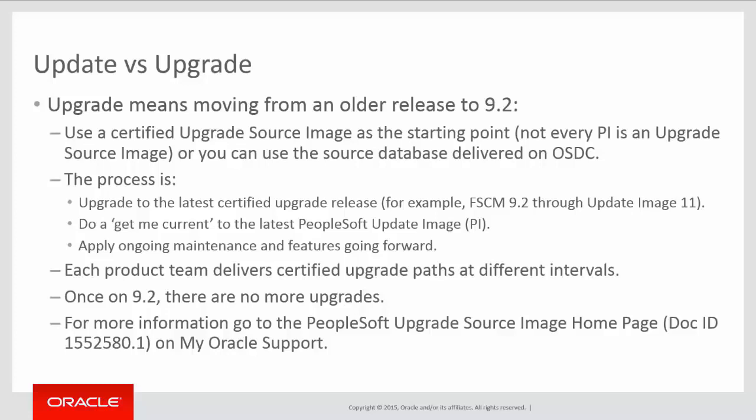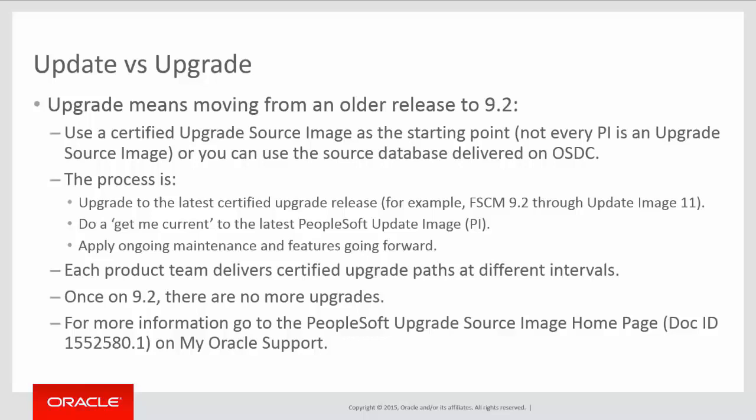The starting point for an upgrade is a certified upgrade source image, or a source database downloaded from Oracle Software Delivery Cloud. It's important to note that not every PeopleSoft update image is a certified upgrade source image. The upgrade source images have upgrade scripts that are capable of migrating older data structures to 9.2. Using a non-certified upgrade image will result in problems that have to be manually corrected. Upgrade source images can be installed and used as the source database during the upgrade. They're identical to the source database you would traditionally download from Oracle Software Delivery Cloud. You can still download the source database from OSDC and proceed with your upgrade.